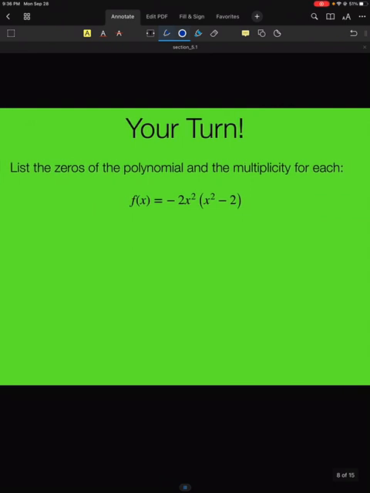So that is how we can list the zeros of the polynomial and the multiplicity for each. Okay, so here's your turn. I want you to list the zeros of the polynomial that I give here and the multiplicity for each of those solutions.